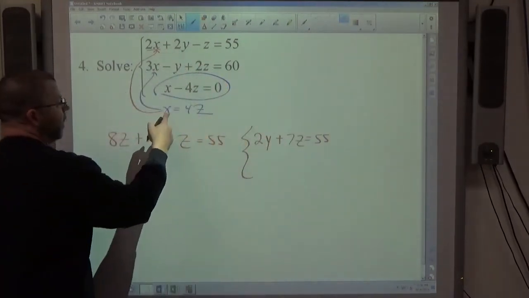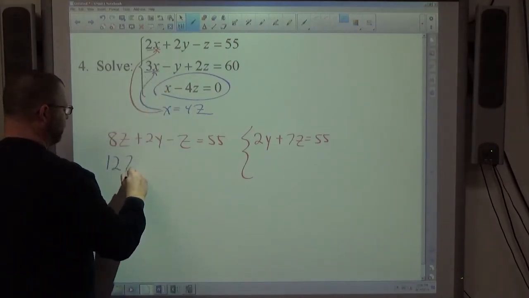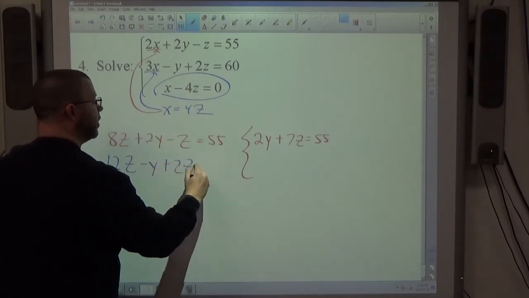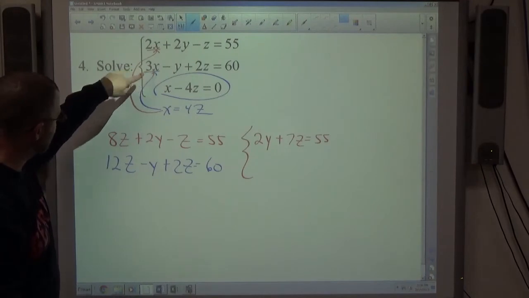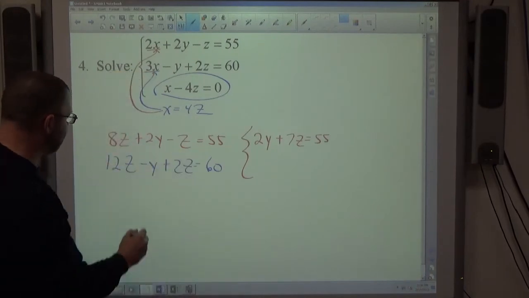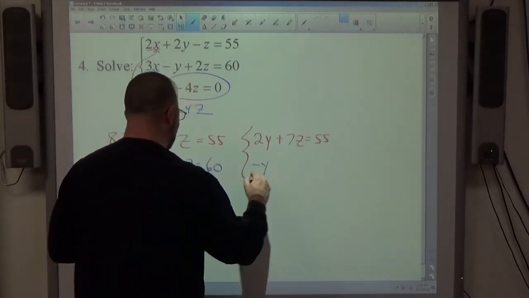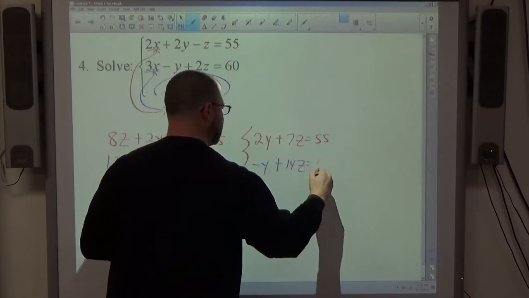The second one, if I put 4z right here, 3 times 4z is 12z, minus y plus 2z is equal to 60. So that's the second equation. X changed to 4z times 3 made the 12z. Everything else stayed the same. Combine like terms, keeping y left, z right. So negative y plus 14z is equal to 60.